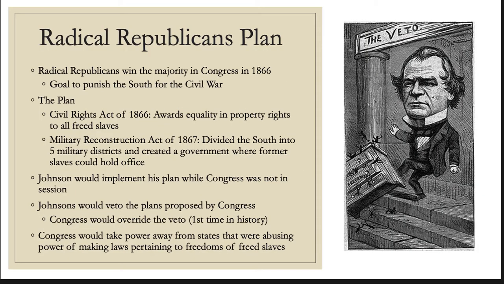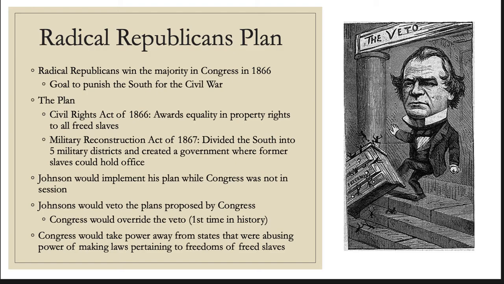The Radical Republican plan, this is going to be the group of Republicans in Congress that want to punish the South as heavily as humanly possible for the war. The Radical Republicans are going to win majority in Congress in 1866. This is huge because with a majority in Congress, they are able to write and pass laws that they want to see happen. All they have to do is get Johnson's approval because they have the majority in both the House and the Senate, and that is huge.